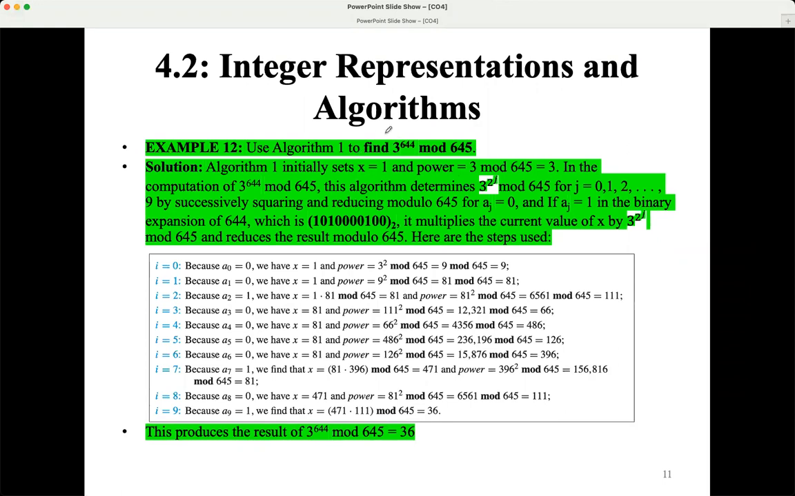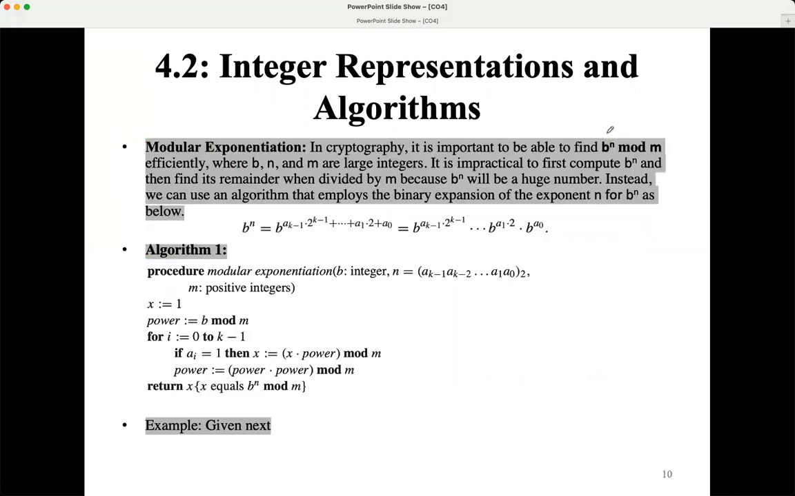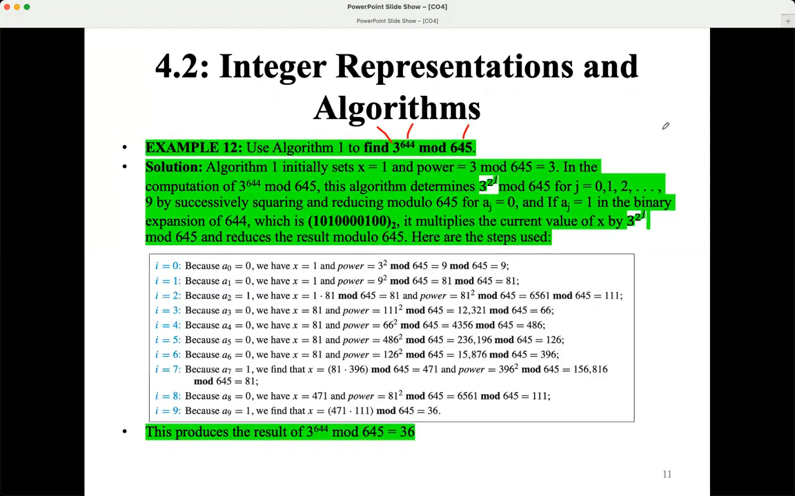So what I'm saying here, 3 is b, 644 is n, and 645 is m, according to that previous equation. And now we have to find it using the algorithm given in the previous slide. For that, we have to convert n into its binary representation.